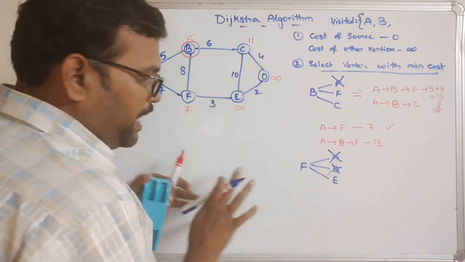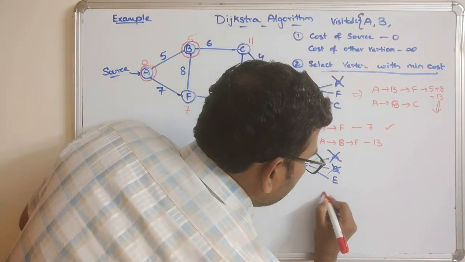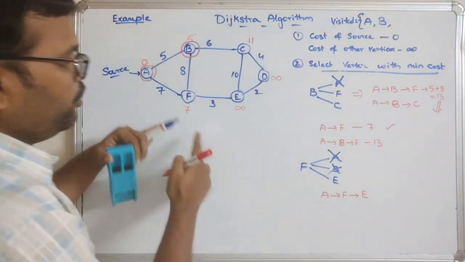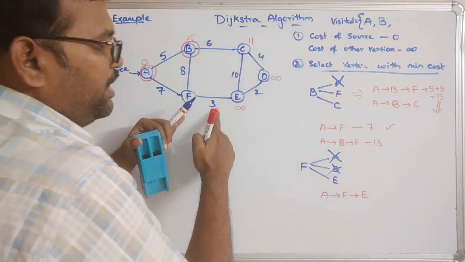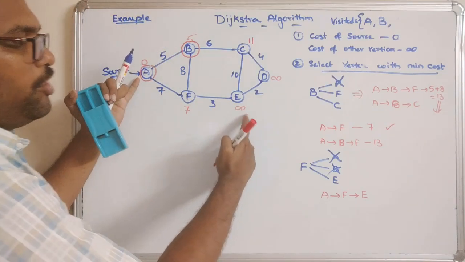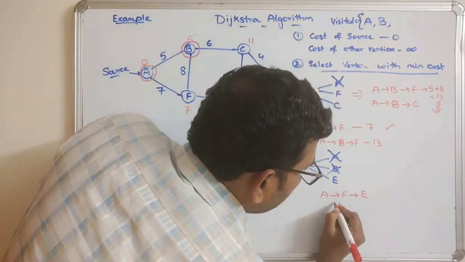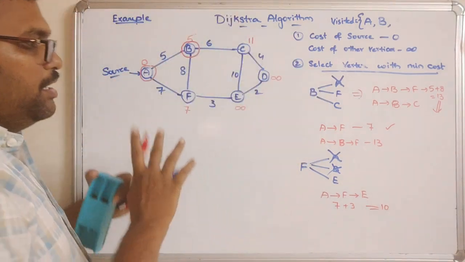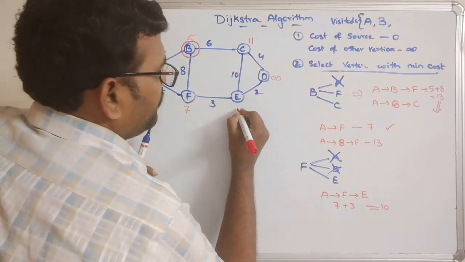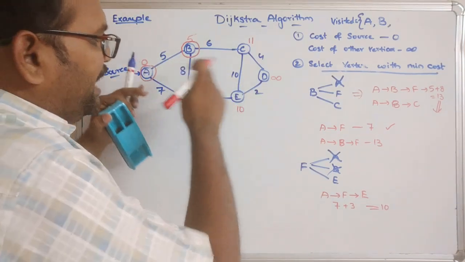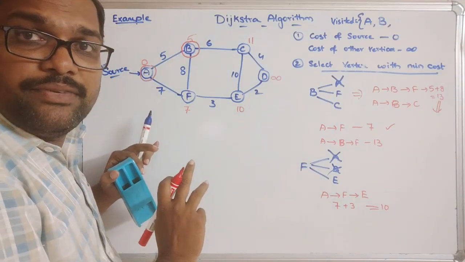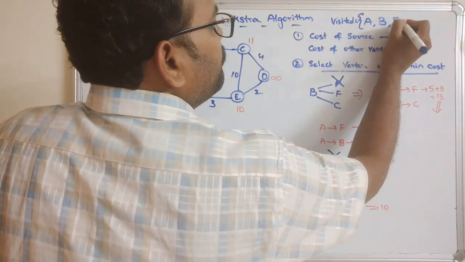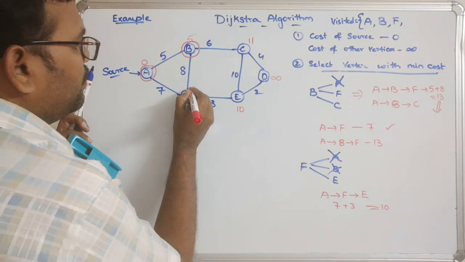But here this implies A to F and F to E. So what is A to F? It is 7. The cost 7 plus 3 is 10. In order to reach from A to E, the cost will be 10. So this is 7 and this is 3, which gives 10. Right? So update this cost to 10. Any other neighboring edges? No. So obviously we can add this F. And F is visited.